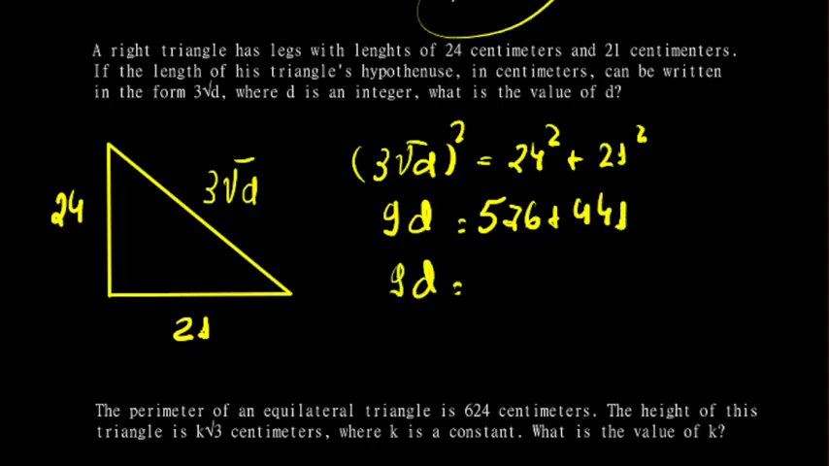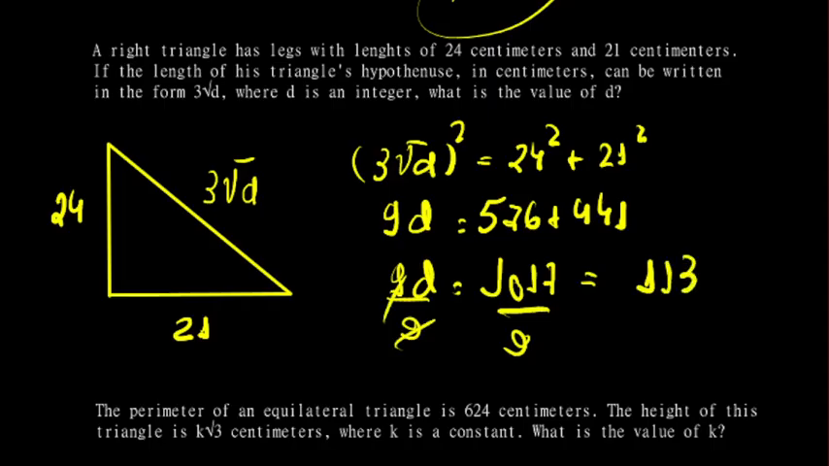9d is gonna be equal to 1017. We can divide both sides by 9, and we get d is equal to 113.